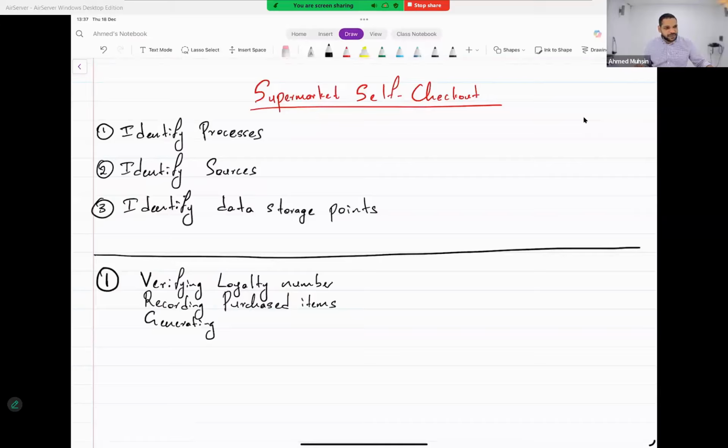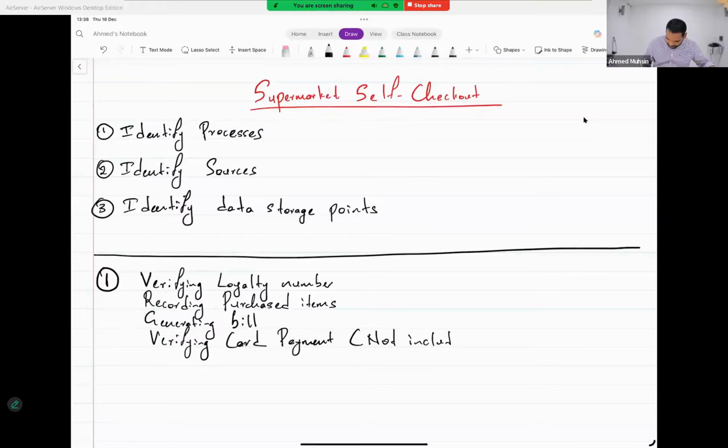Okay, we'll keep the diagram simple since it's our first diagram. We are purposely avoiding the card payment part. Generating bill. Okay, I'll just say verifying card payment, and I'll purposely put not included. I'm purposely not including it to keep the diagram simple.